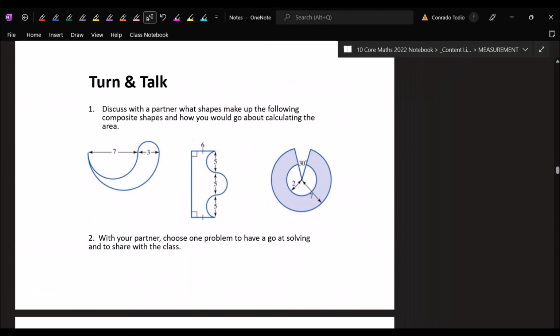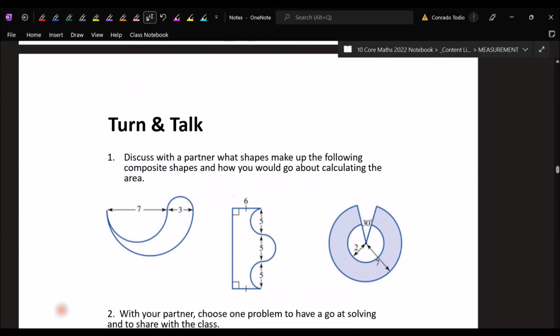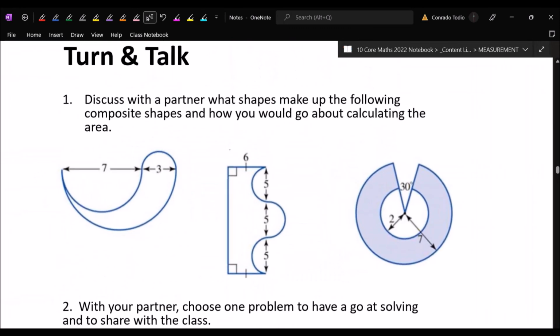Ooh, I want you guys, maybe with the person next to you or with somebody, to find the area of one of these shapes. You can pick any one. Okay, I'm going to give you like 10 minutes, maybe 5 minutes. Find the area of one of these shapes. Okay, see how you go. Just pick one.